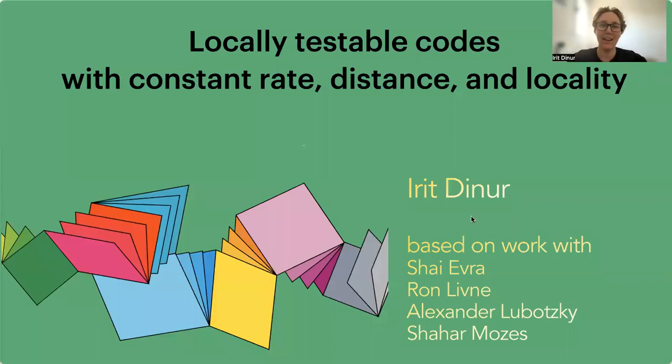Hi, everyone. I'm going to talk about locally testable codes that get the C-cubed property: constant rate, constant distance, and constant locality, which means it's locally testable with a constant number of queries. This is work that is joint with Shai Evra, Ron Livne, Alex Lubotzky, and Shahar Mozes.